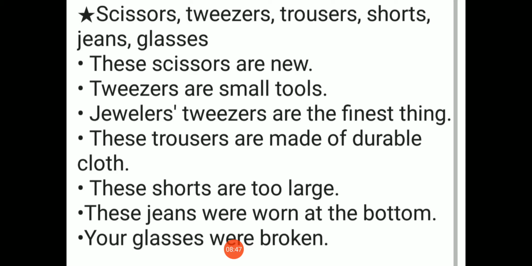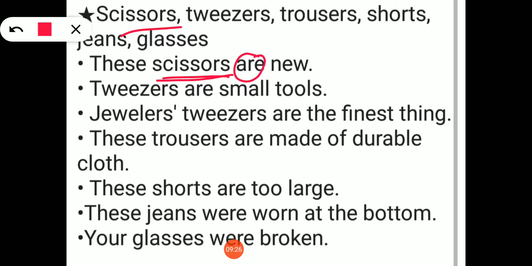Scissors, tweezers, trousers, shorts, jeans, glasses. Okay, so when you are getting these words also, you have to use a plural verb. So you know what is scissors. So these scissors are new. These scissors are sharp. Okay, so scissors, both singular and plural, in all these words singular and plural are the same. So these scissors are new. These scissors cut well. What else can we say? These scissors are sharp. Okay, so after this you have to use a plural verb.